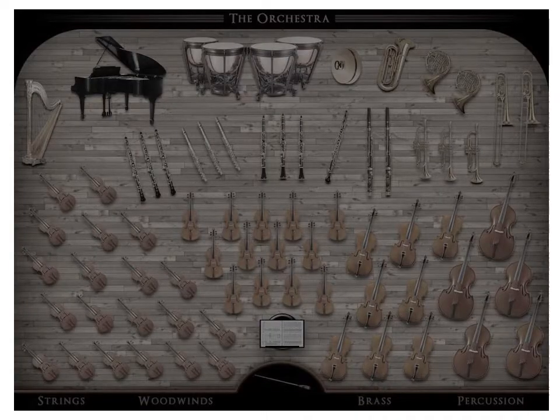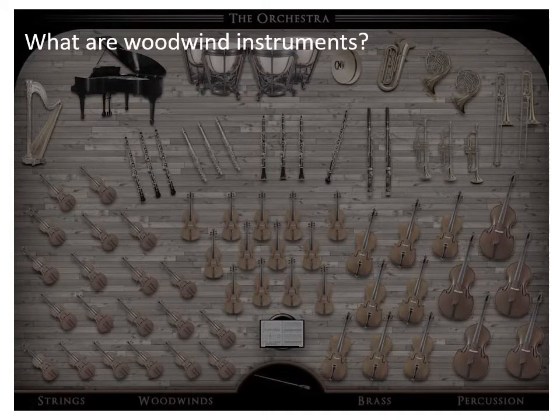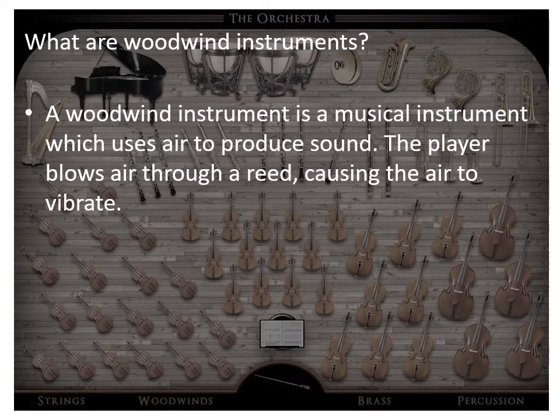So moving on now to our woodwind instruments. What are woodwind instruments? A woodwind instrument is a musical instrument which uses air to produce sound. The player blows air through a reed, causing the air to vibrate. And a reed is made of wood, most often bamboo, and attached to the top of the instrument. And the reed vibrates as the air is blown through it.